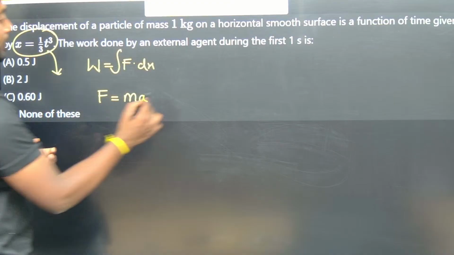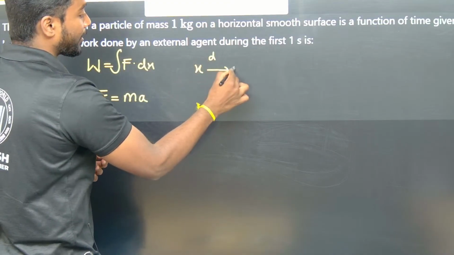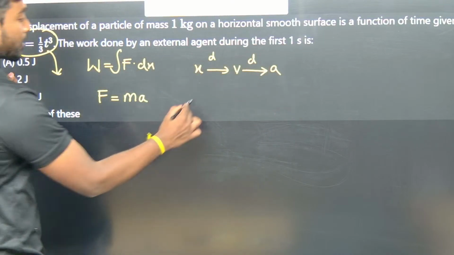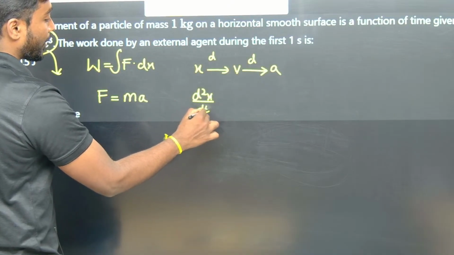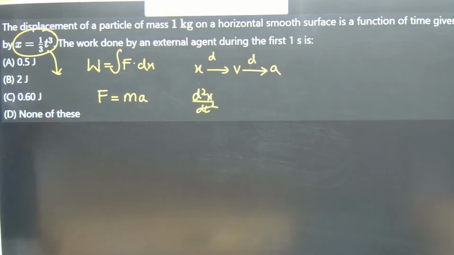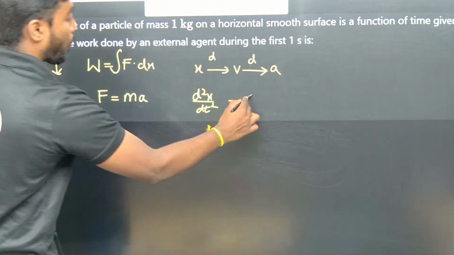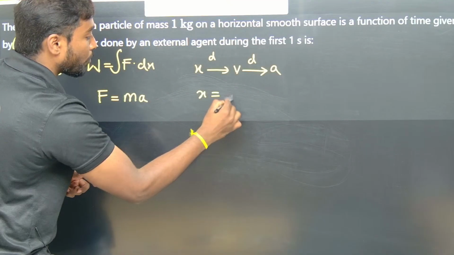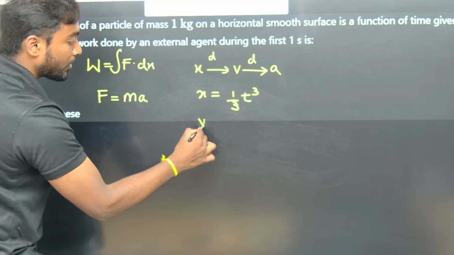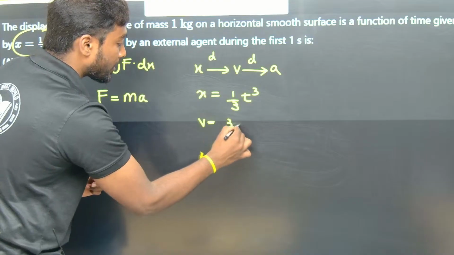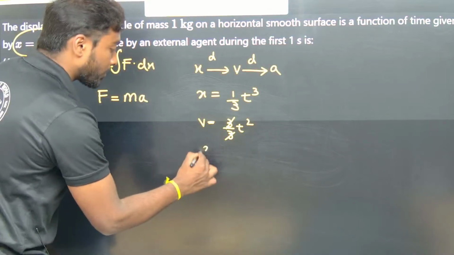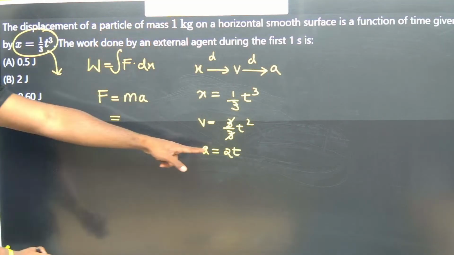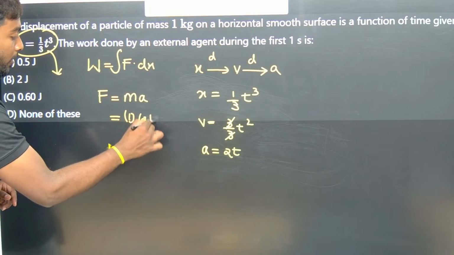Here they have given x. If I differentiate one time, I will get the velocity. If I differentiate one more time, I will get the acceleration. So double differentiate this equation, d square x by dt square. X is equal to 1 by 3 t cube. So v will be equal to 3 by 3 t square, 3 will get cancelled. Again a will be equal to 2t, that's it. Now take the values here. What is mass? 1 kg. What is a? 2t. 1 into 2t, which is nothing but 2t.